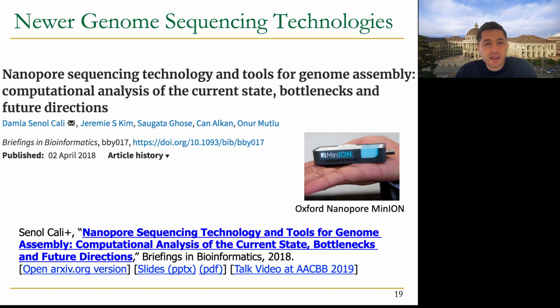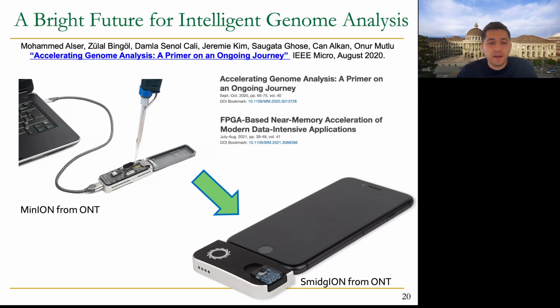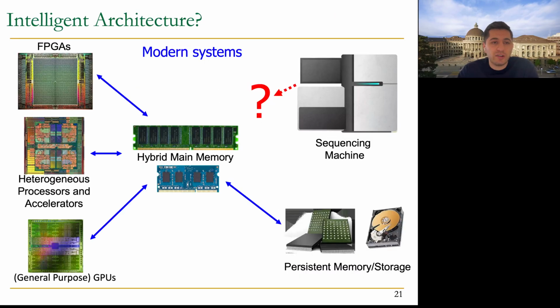And in our group, we're looking at these newer sequencing technologies. So this is one such example. This is a mini device that is a handheld device. You can fit it in the palm of your hand and carry it with you to do some in-the-field genome analysis. And of course, by looking at these newer devices, we believe that there is a bright future for intelligent genome analysis, meaning maybe we can carry these devices anywhere and continuously extract insights whenever possible, maybe using our mobile devices.